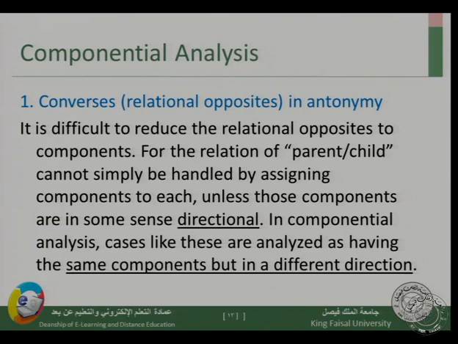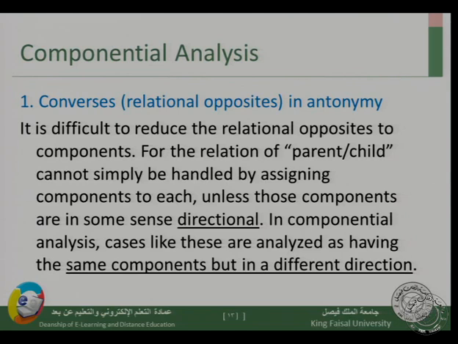So starting with converses in antonymy, it's really difficult to reduce the relationship of relational opposites to components. The reason is that we need to have direction. We said when we talked about relational opposites and converses that, for example, if you have a relationship between parent and child, we cannot really simply state this relationship by giving components to each, because the components will be the same, but they will be in a different direction.